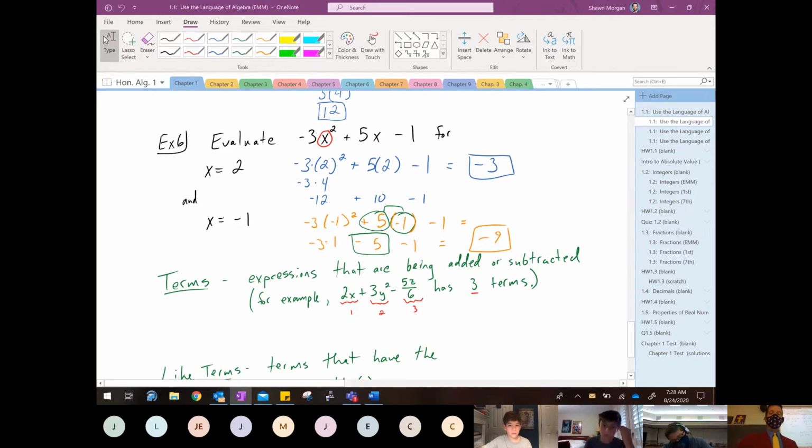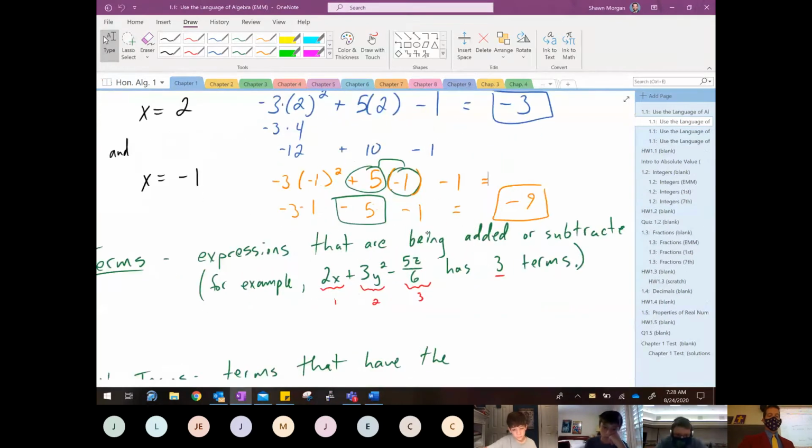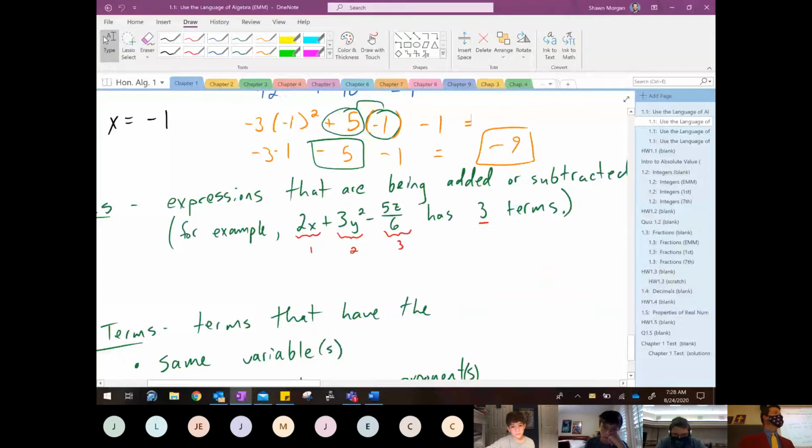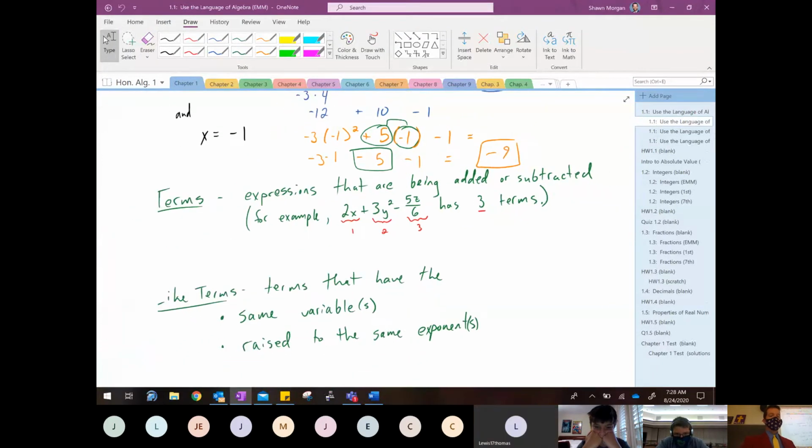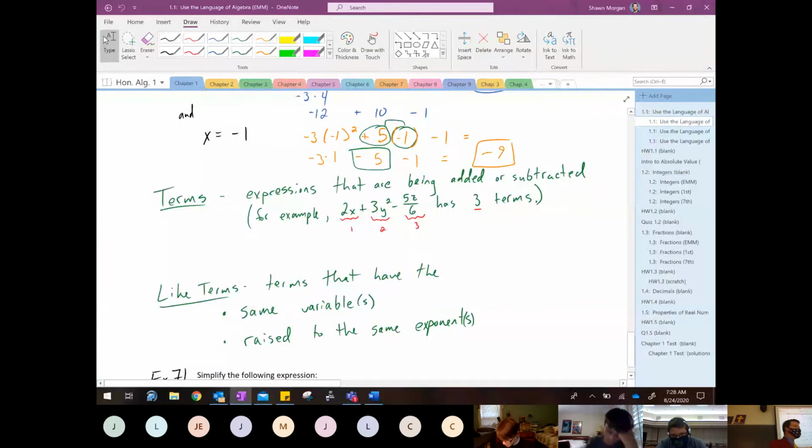So like in green right there, I've got an example of a little trinomial. It's got 3 terms. 2x is the first term, 3y squared is the next term, and 5z over 6 is the third term. And those 3 terms are being added and subtracted. So therefore, they're terms. Now the word like terms, when I put that adjective like in front of it, like terms means that this is a specific way that we pair up terms. Okay? Like terms have 2 requirements.